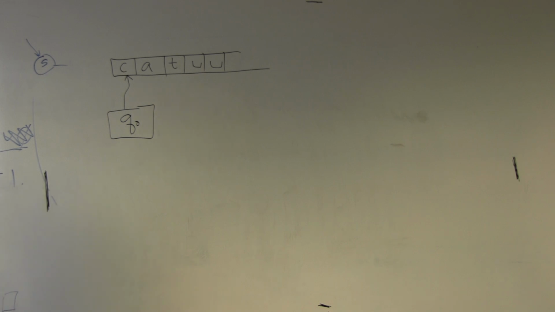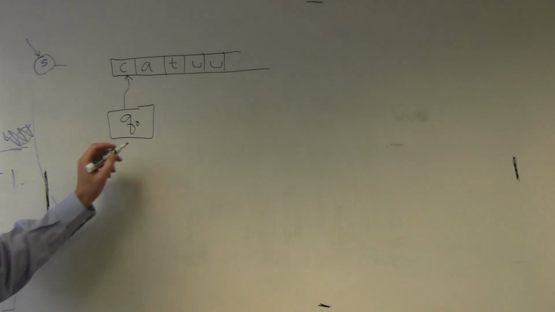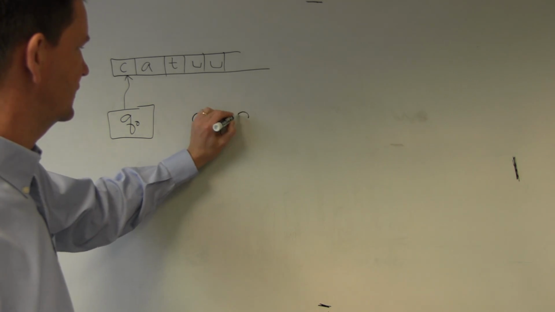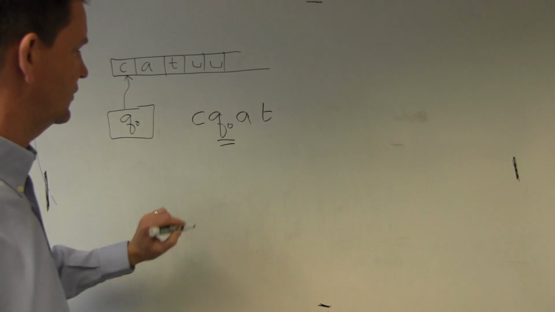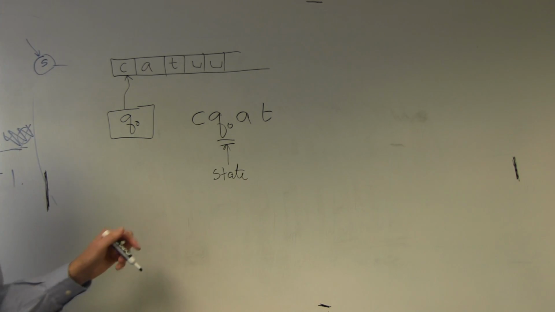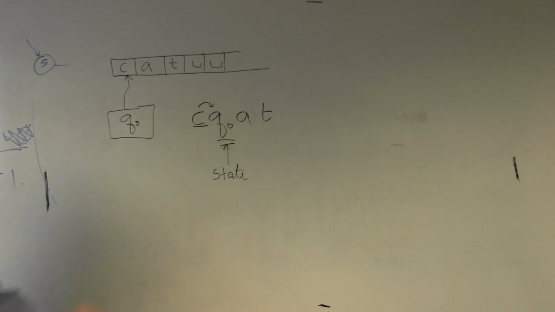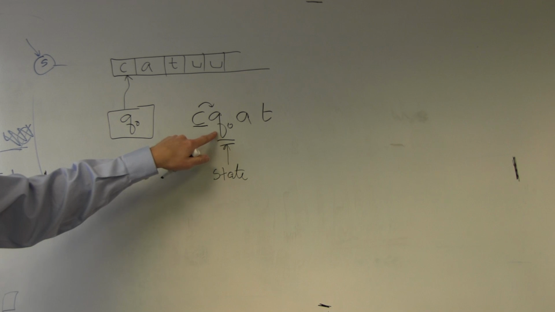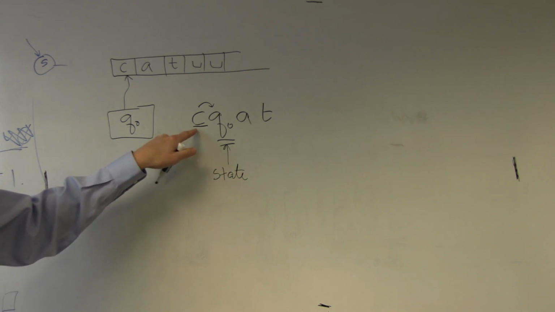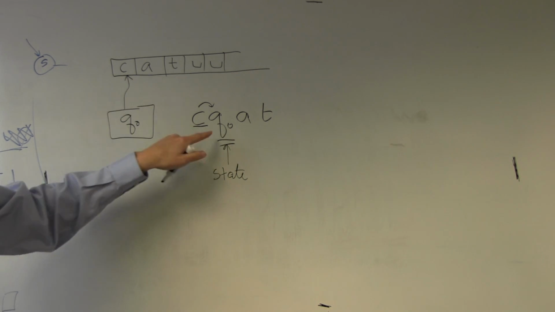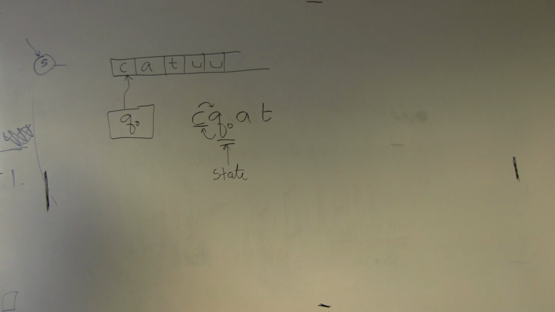It's convenient to have a shorter way of expressing the configuration of a Turing machine, and so this is how we would write down the configuration of this machine. We'd write down C, Q0, A, T. So by convention, we're just going to write down the name of the state to the right of the letter that we're currently looking at. So since I'm looking at a C, I'm going to write down the name of the state to the right of that C, and this tells me that I'm looking at cat on the tape, I'm in state Q0, and I'm looking at the C because the state is written to the right of the letter I'm looking at.